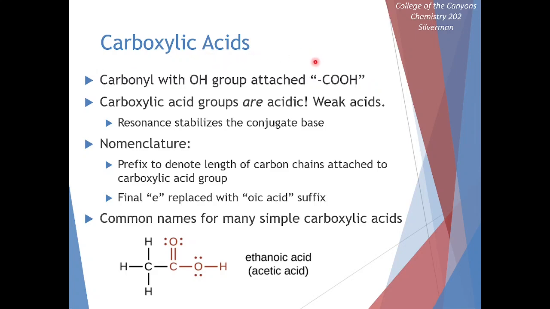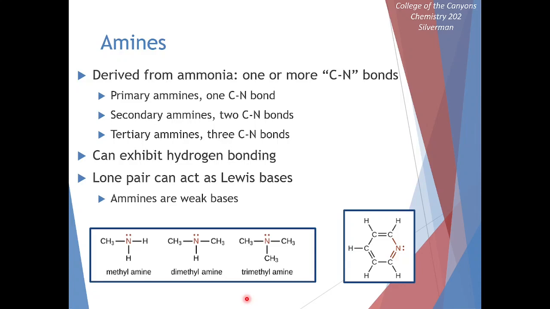Carboxylic acid groups, as the name implies, are going to be acidic. This hydrogen, different from our alcohol group, is going to be acidic, able to pop off in our solutions. The reason for that is we get to have some resonance once that hydrogen is gone. We're going to stabilize the conjugate base of these carboxylic acids using resonance.